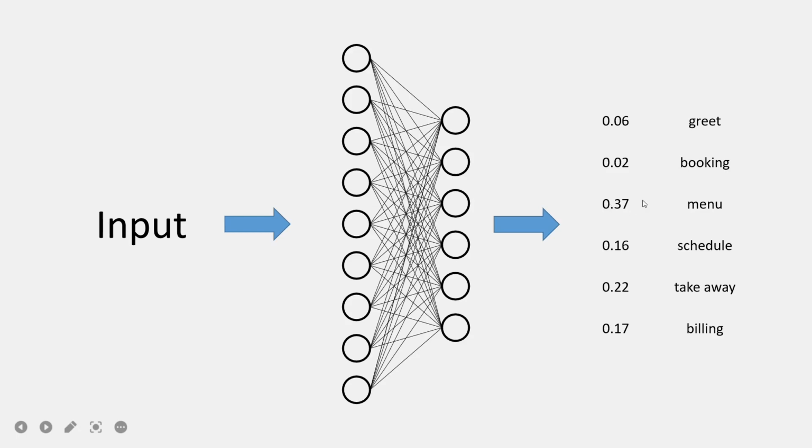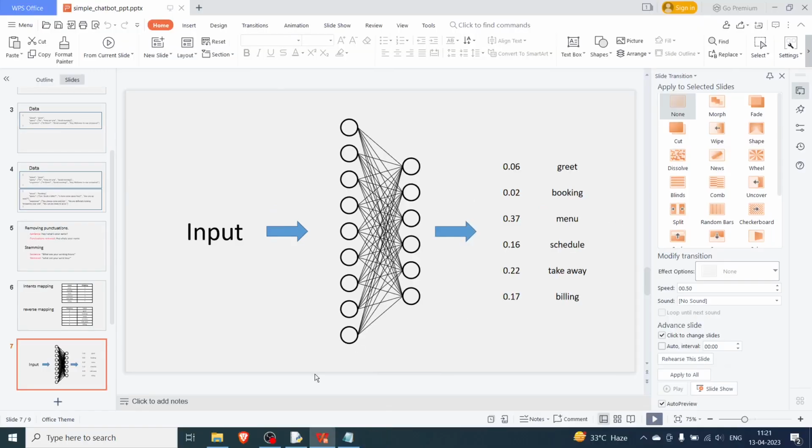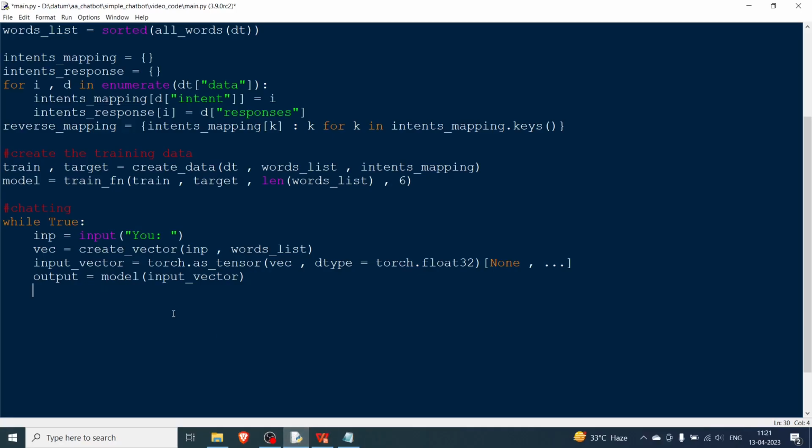Okay, so now we need to find where the maximum is. So the way we do it is we go over here and we say predicted number, or whatever, you can use any variable over here. You can say output dot argmax, and we are going to take the item because we do not need the tensor.